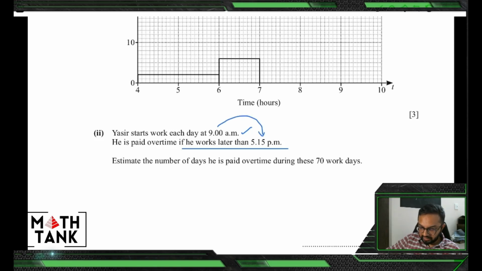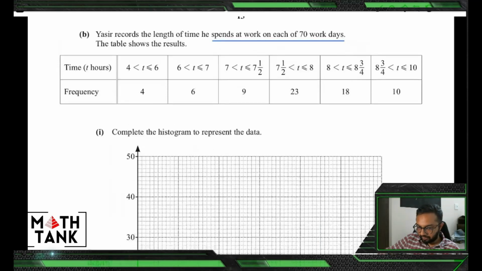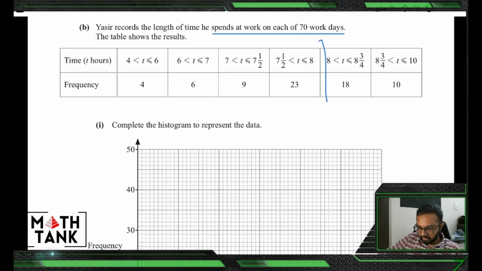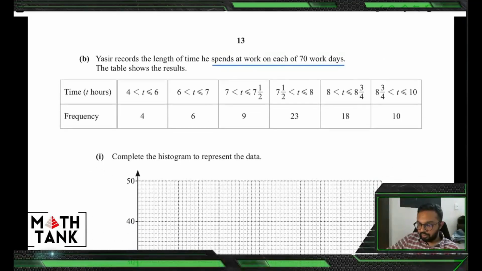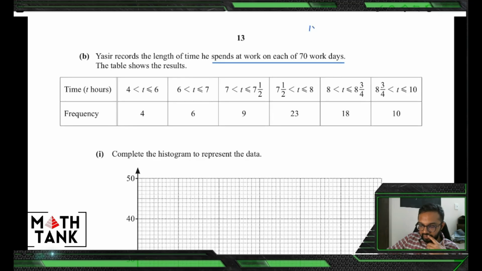That means how many hours is this? This is about 8 hours and 15 minutes. If he spends more than 8 hours and 15 minutes, that's about 8.25 hours. So I can say that up till here, I don't have that. Okay. That's quarter of an hour. Estimate the number of days he's paid overtime during these 70 work days. Again, this question is asking you to do what? It's asking you to break up this class into a class from now. I hope everybody understands that 15 minutes means 1/4 of an hour.